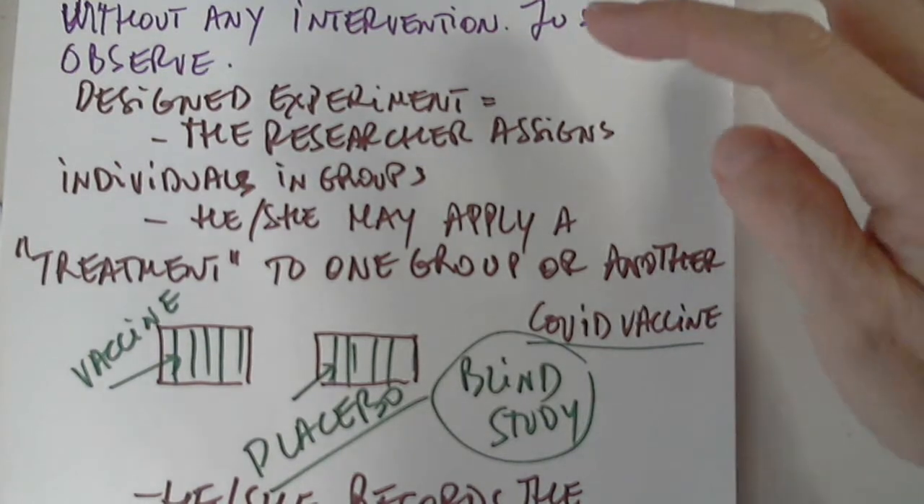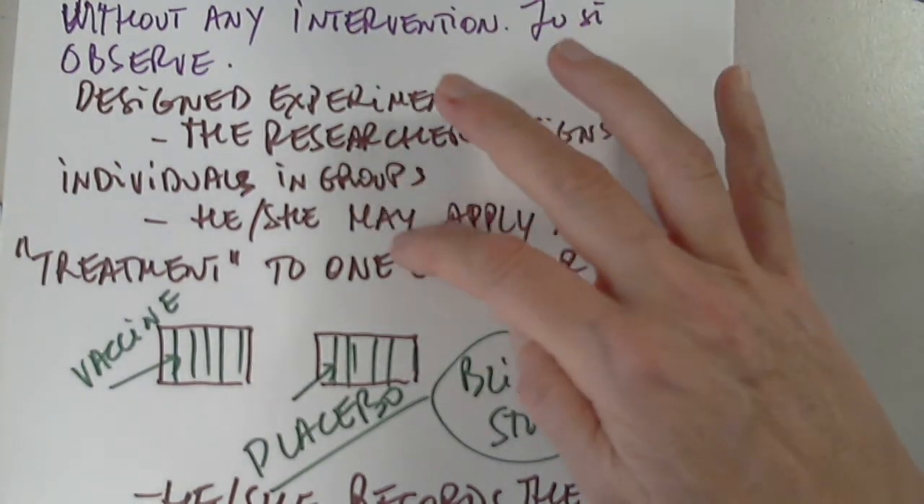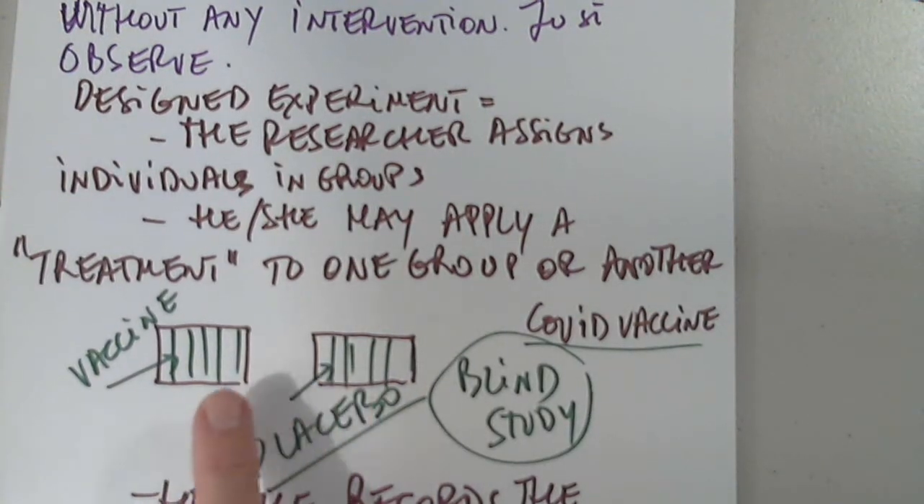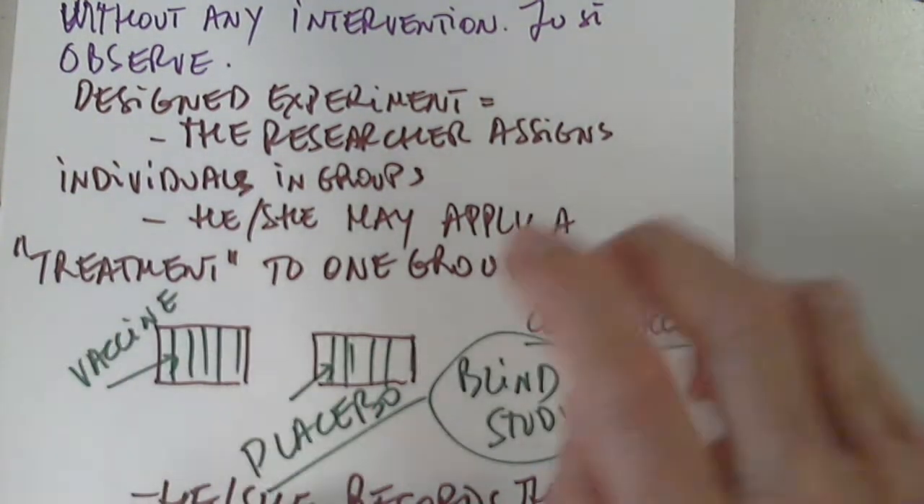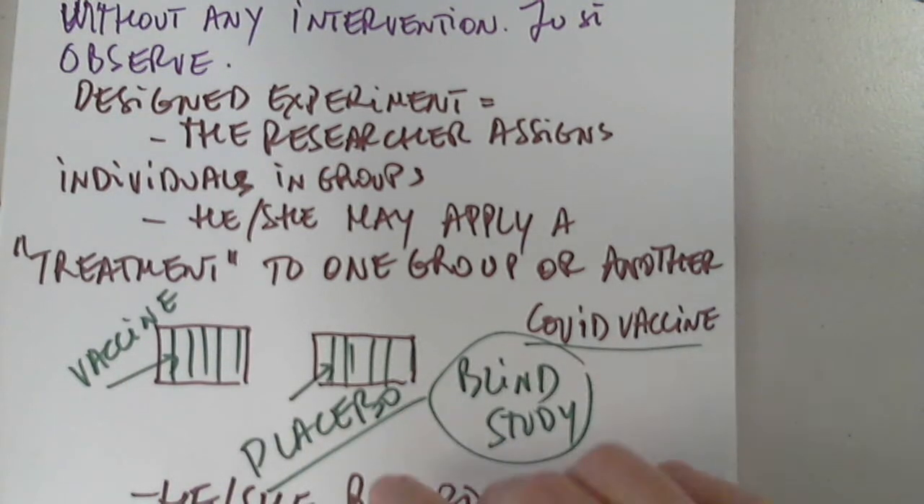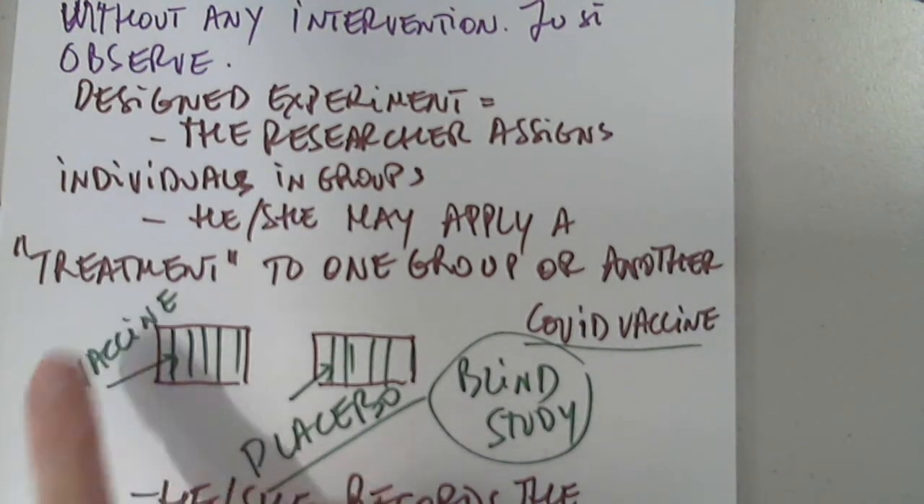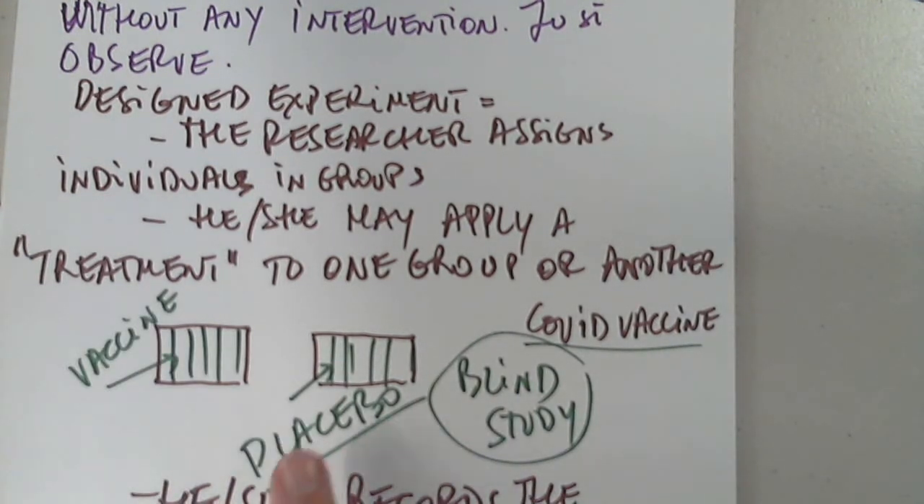So number one, he assigns groups, the individuals in groups. Number two, the researcher may apply a treatment. By treatment, we mean we are giving the vaccine to a group, and another treatment is the placebo to the other group. This is called treatment. And also the researcher records the results.